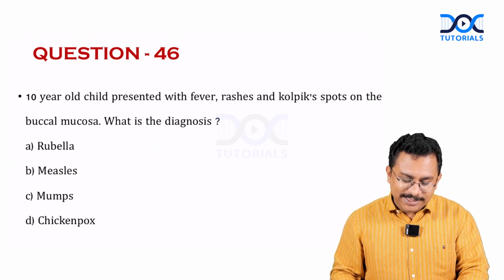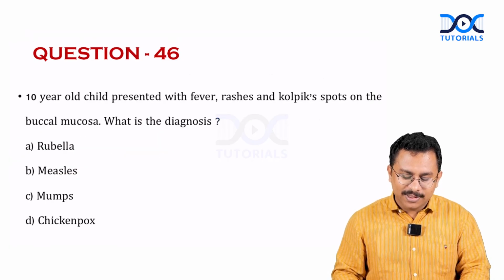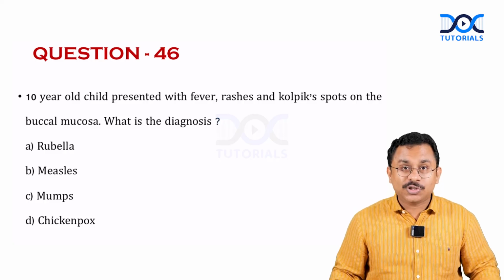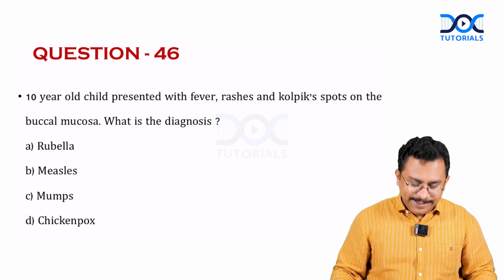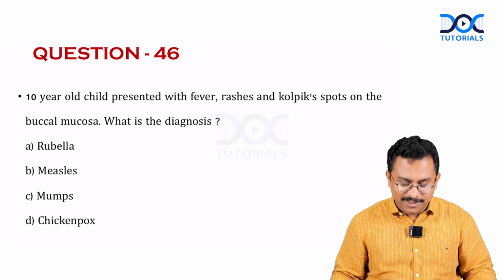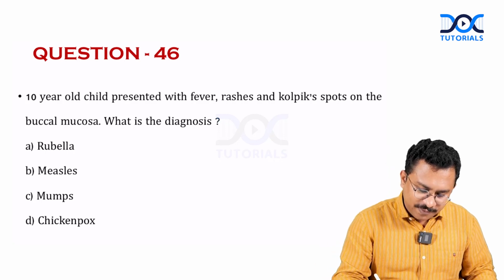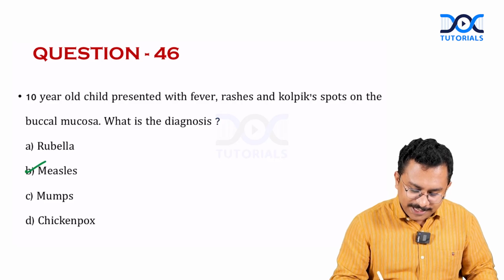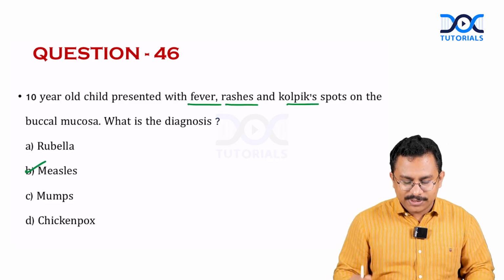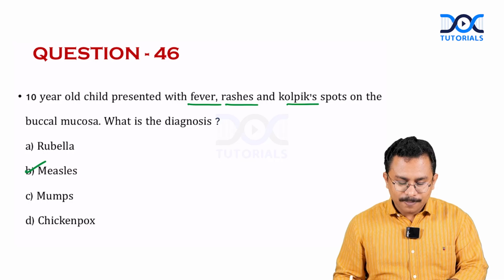So question number 46, a 10-year-old child presented with fever, rashes and Koplik spots on the buccal mucosa. What is the diagnosis? Rubella, measles, mumps and chickenpox. Again, straightforward case. It's a case of measles. Fever, rash and Koplik spots. Koplik spots are associated with measles.